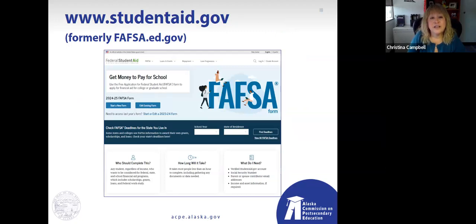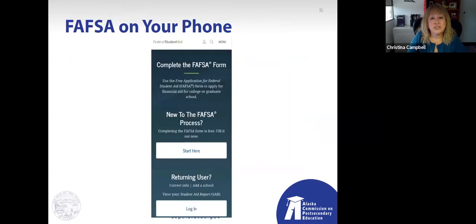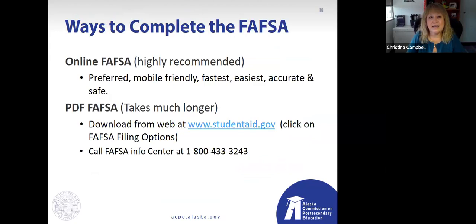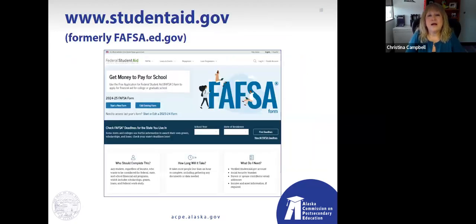This is what it looks like on a desktop version. They still have to log in, and we're going to get to that in a minute, but I wanted to show you this too. They don't have the updated slide for the desktop or for the phone version, but most students that I work with just prefer to do it on their phone. It's user friendly, it's easy, and they can do it just as quick by doing it on their phone. But again, this is what the website looks like.